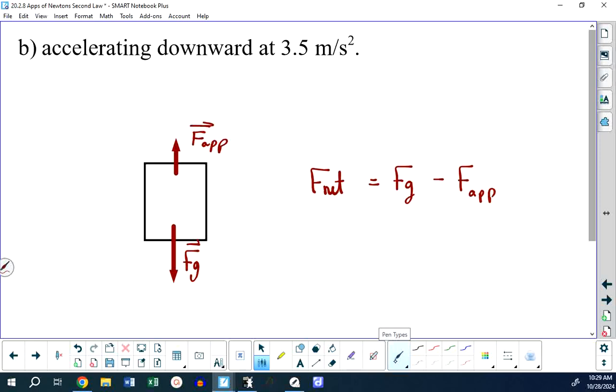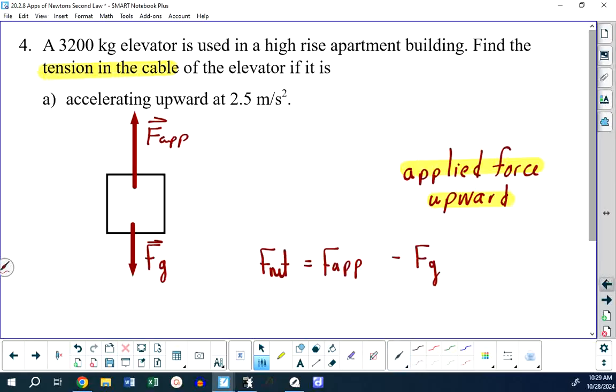And if you take a look at the subtle difference between these two, I'll just freeze this one up on the right screen. So look at the formula for F net here. When the elevator is accelerating up, it's the applied minus the force of gravity. When the elevator is accelerating down, the net force has a magnitude of the force of gravity minus the applied force.